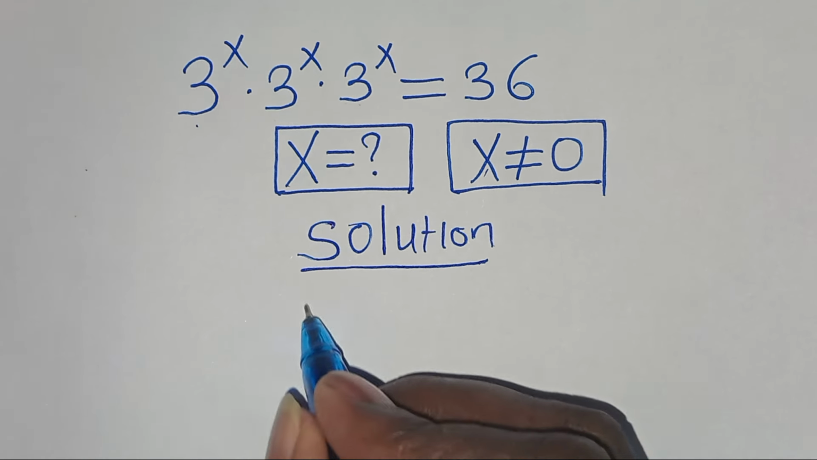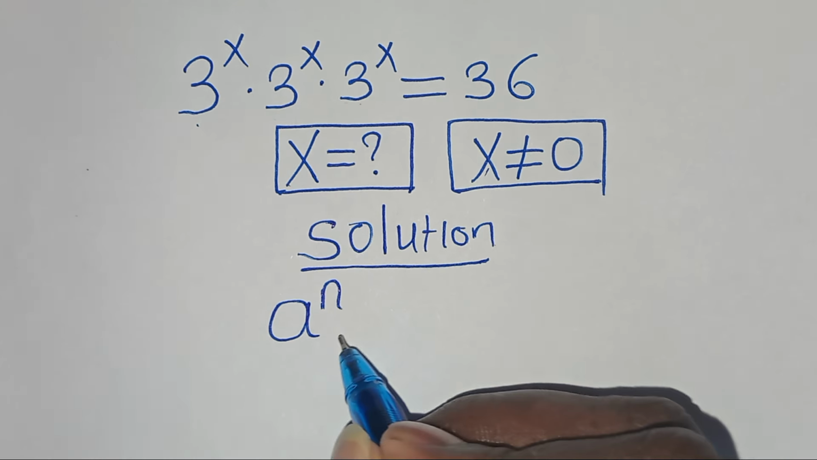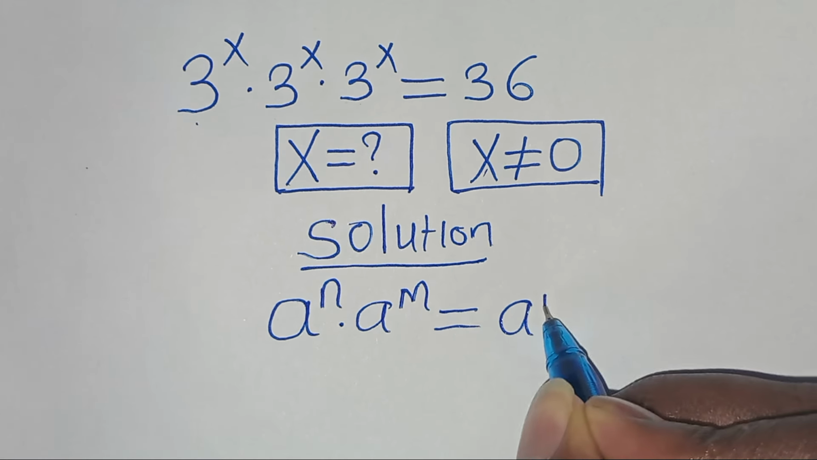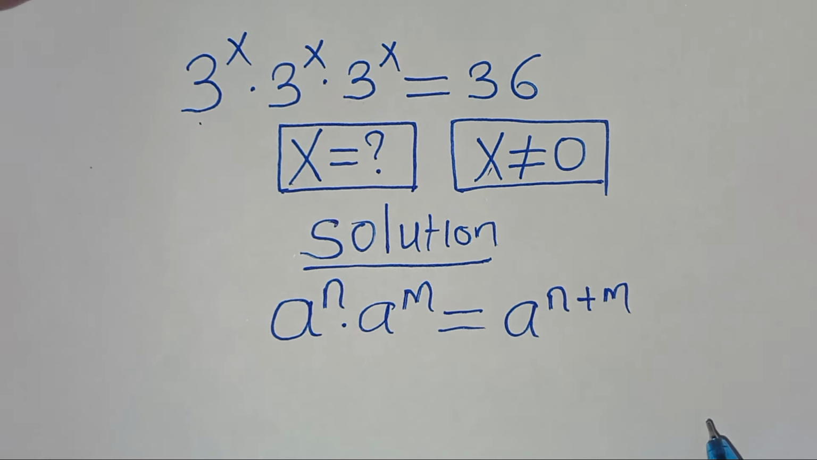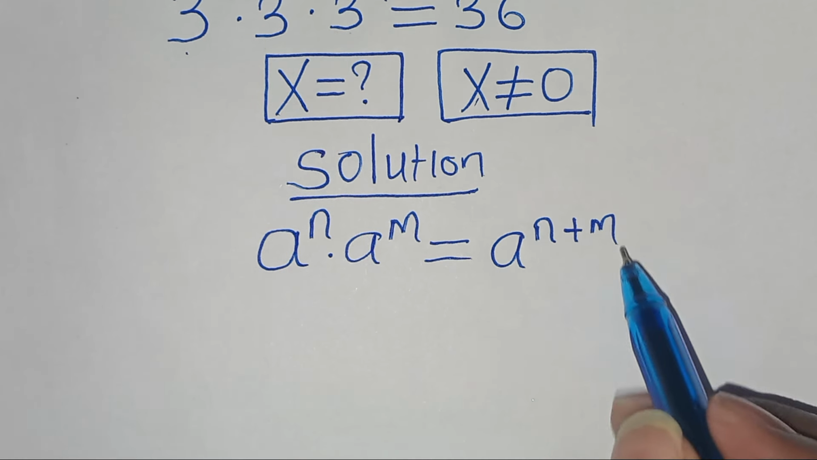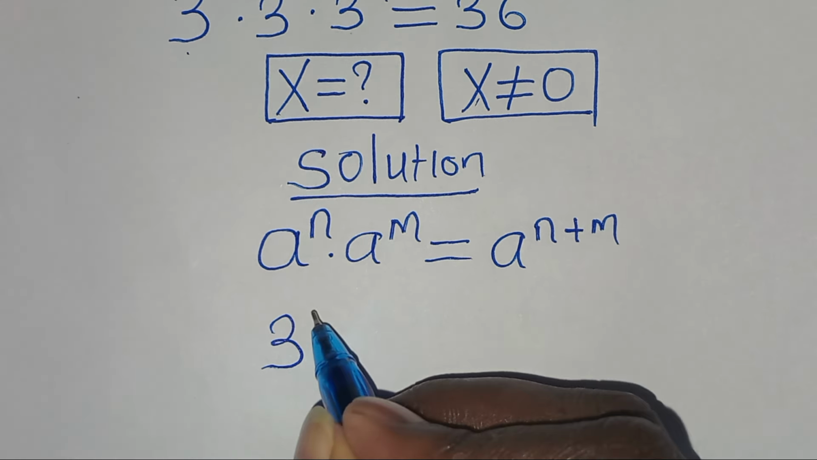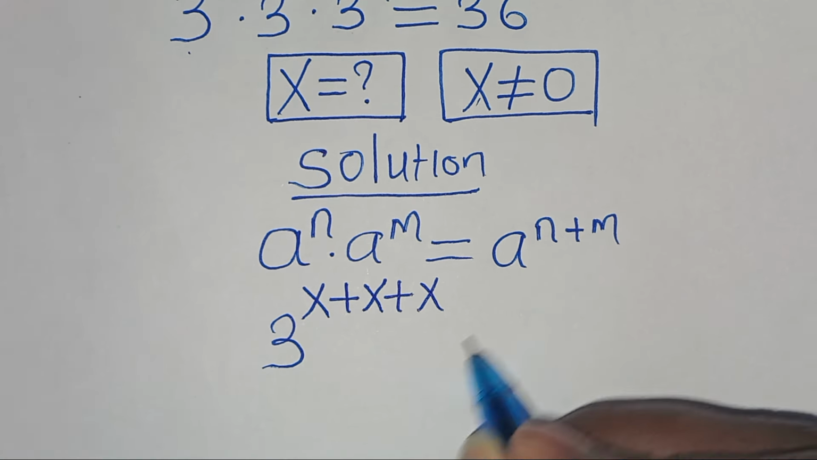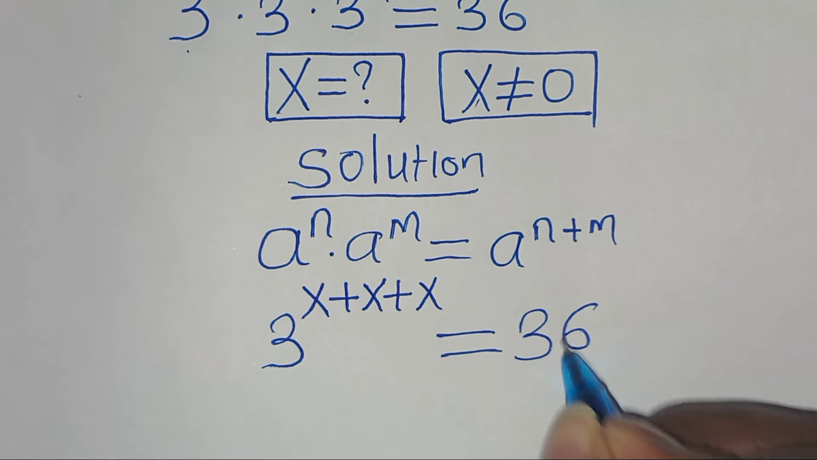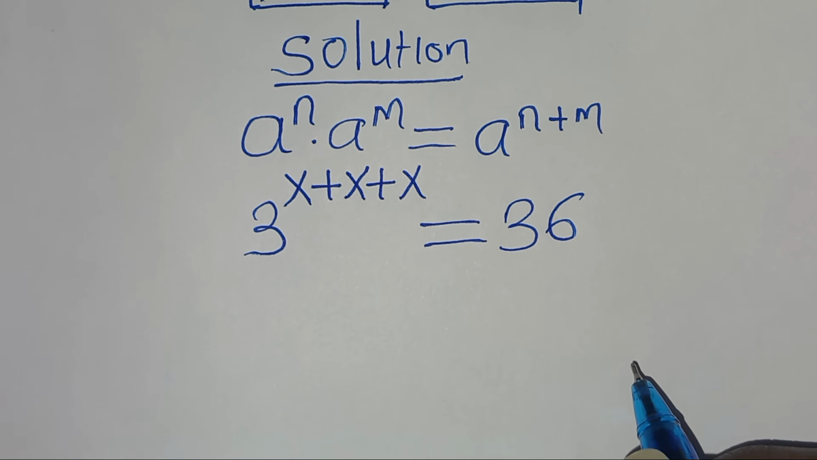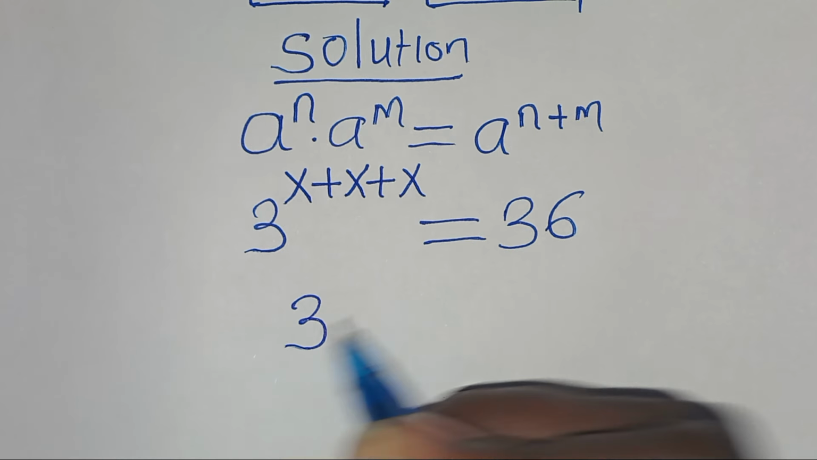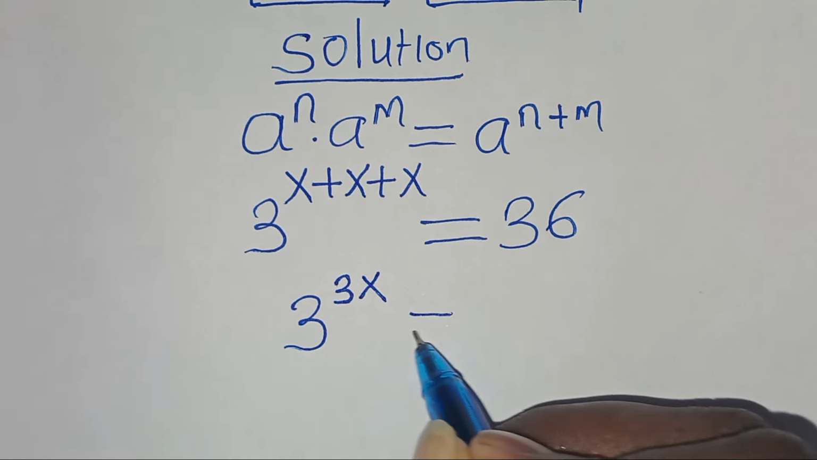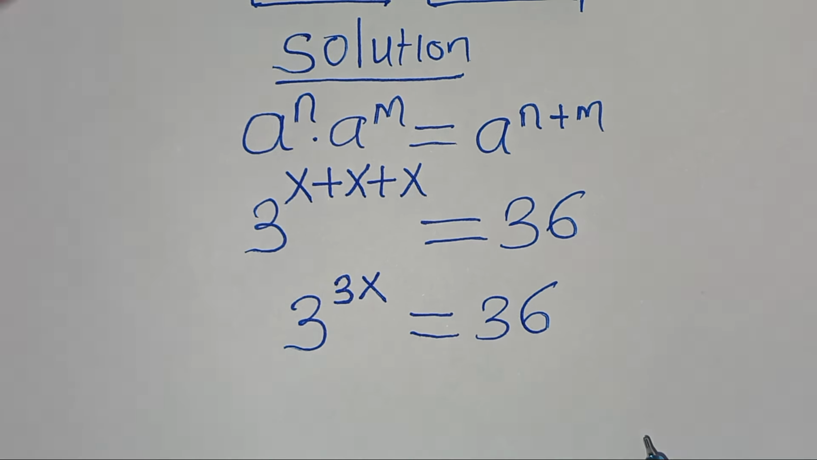This exponential equation is in the form of a to the power of n multiplied by a to the power of m, which we can express as a to the power of n plus m. Applying this exponent property, then we have 3 to the power of x plus x plus x. This is equal to 36. So this implies that we have 3 to the power of x plus x plus x, so this is 3x. 3 to the power of 3x is equal to 36.